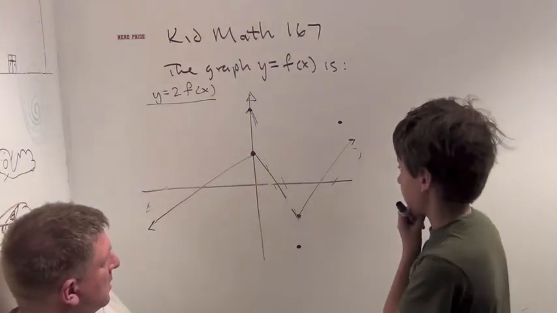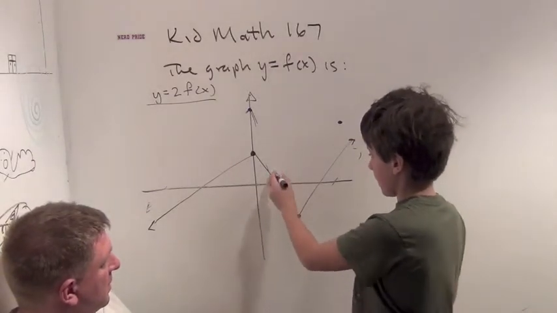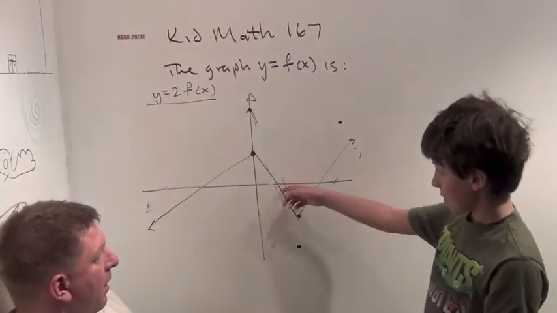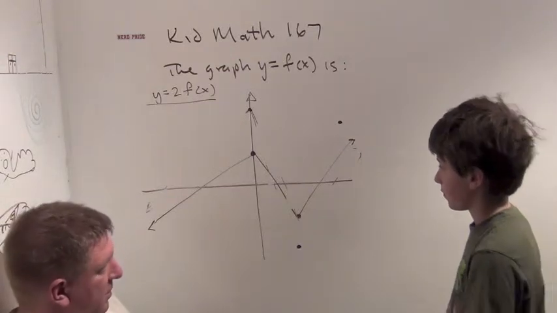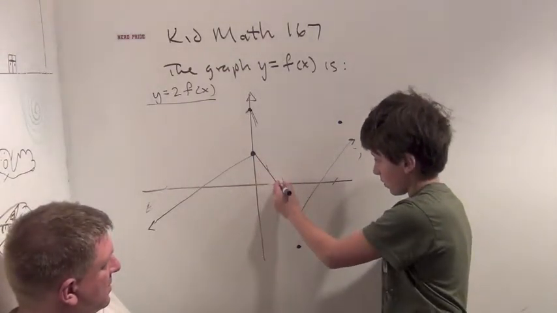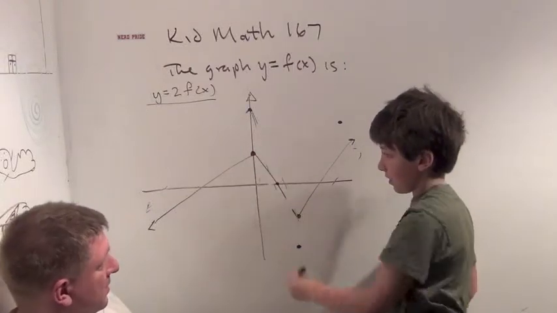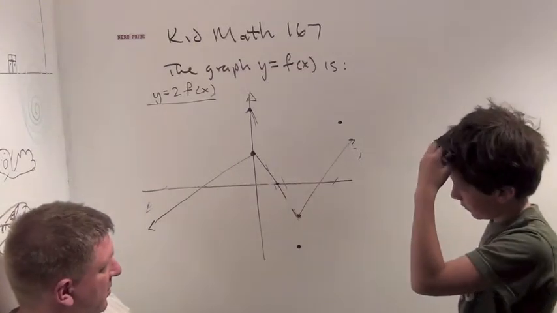What other critical points? Maybe this one? Why? Because that's the x-intercept. What does that mean? That's where x equals 0. Show me where x equals 0. Oh wait, no. This is where y equals 0. There's where y equals 0.